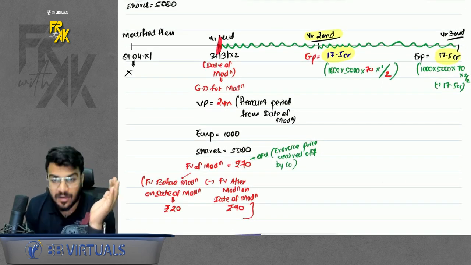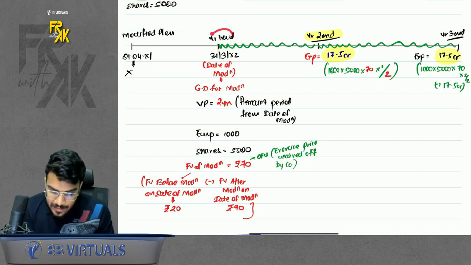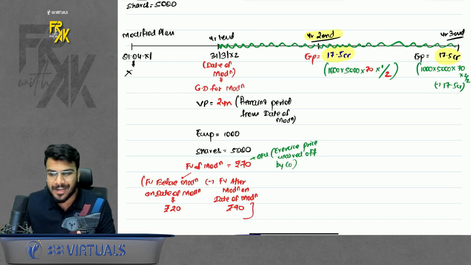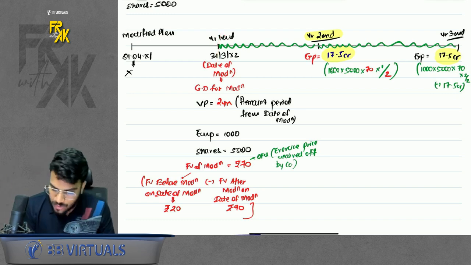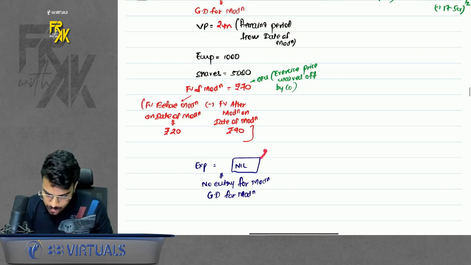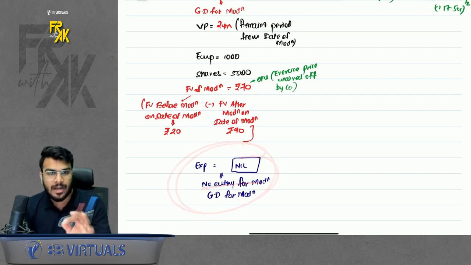Will I book the expense at year 1 end for modification? No. This is the grant date for modification. We never book any expense on grant date. So for modification, the first expense that you will book is at second year end, and then you will book at third year end. So I told you also, the expense will be nil for modification on grant date.